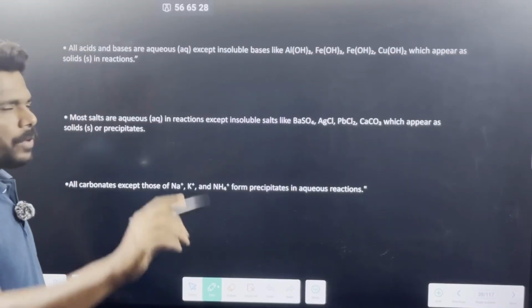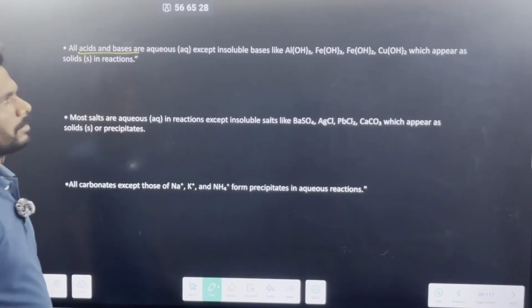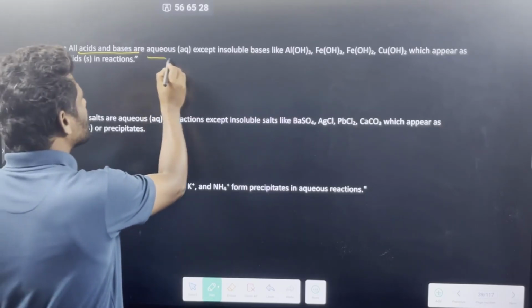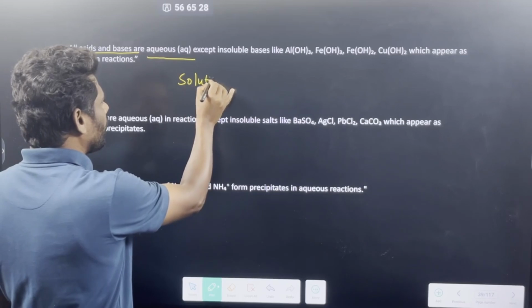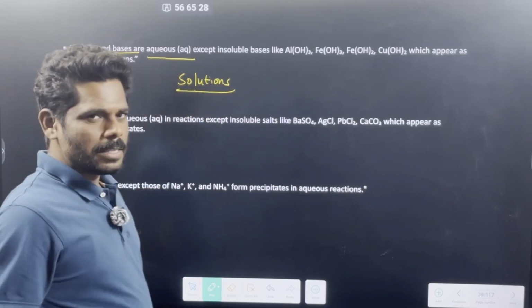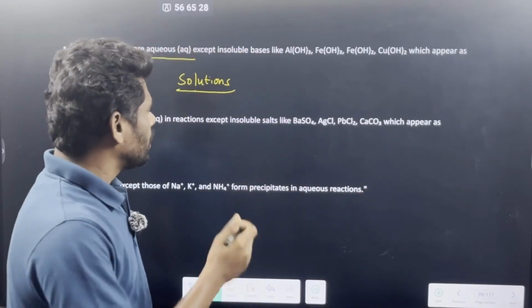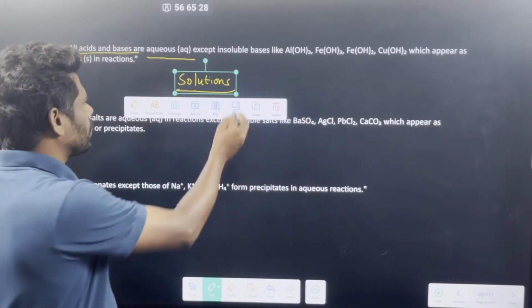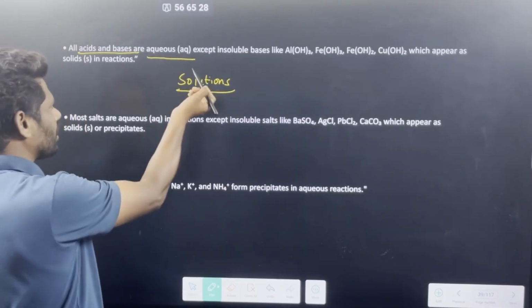And definitely, whenever you see any acid, whenever you see any base in the equations, write them as aqueous solutions, because acids and bases usually react with others in the aqueous solution form only. So that's why in the chemical equations, whenever you find acids and bases, you can mention them as aqueous solutions. Aqua here means water solutions.